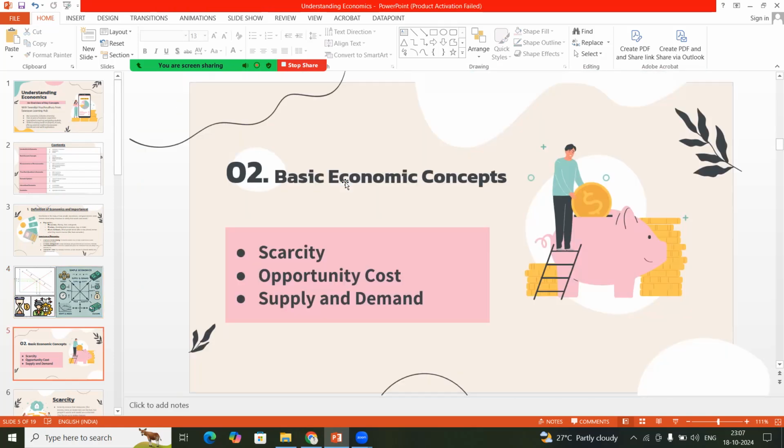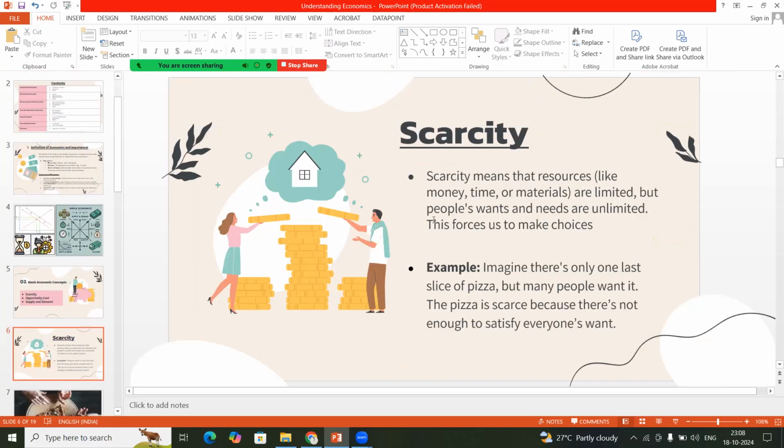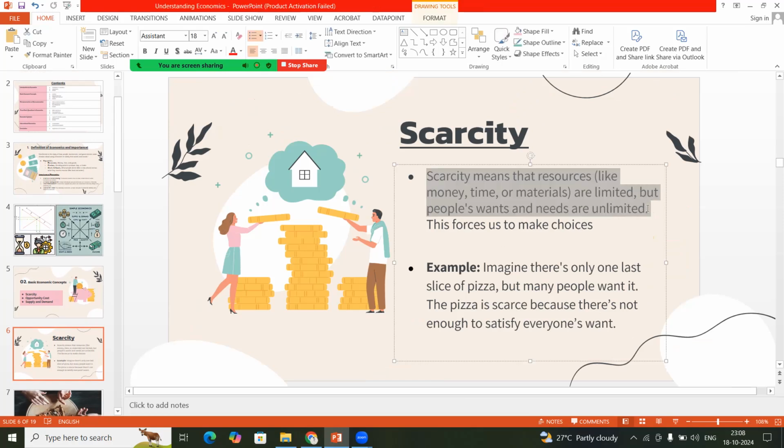Okay. Now we are coming to economic concepts like scarcity, opportunity cost, and supply and demand. So what is scarcity? Scarcity means that resources are limited, but people's wants and needs are unlimited. This forces us to make choices. That is, we have unlimited demand. After satisfaction of one demand, we generate another demand. Okay. And after that is fulfilled, we go to the next. So people's wants are unlimited. However, the resources with us are limited.